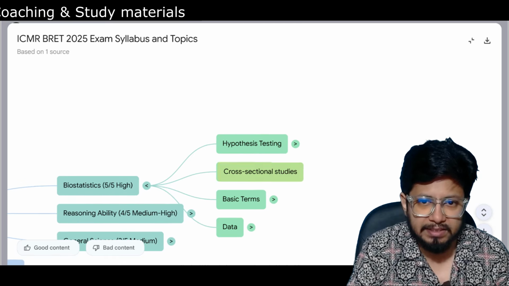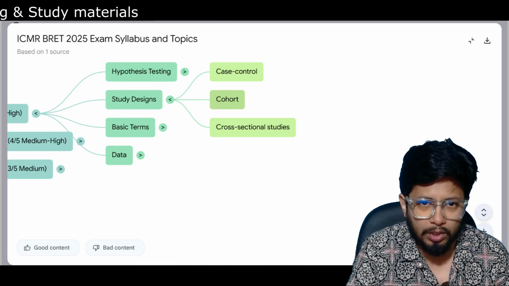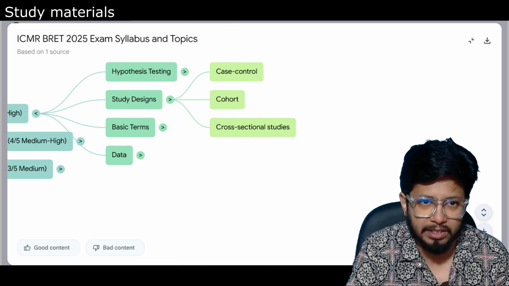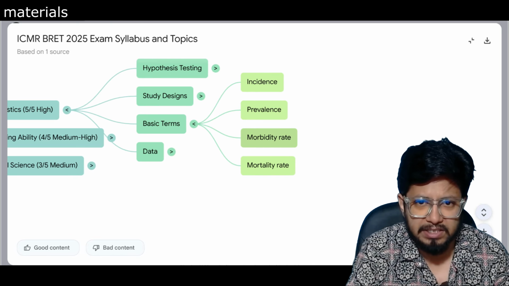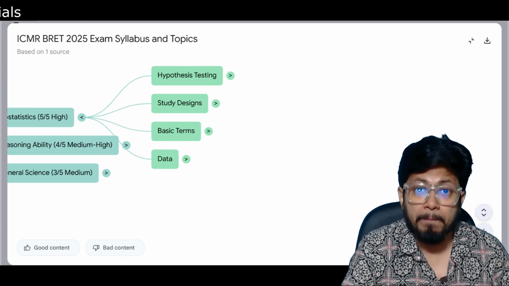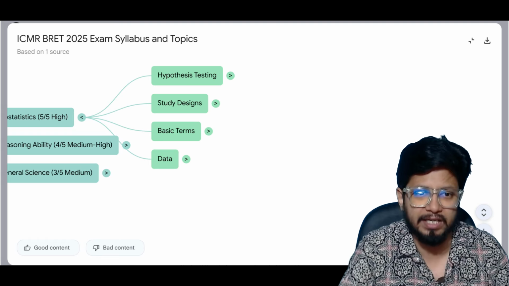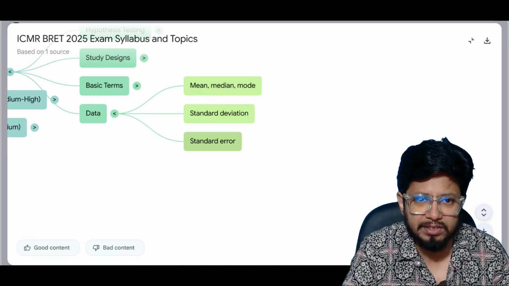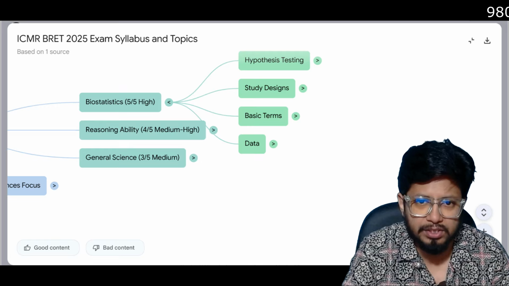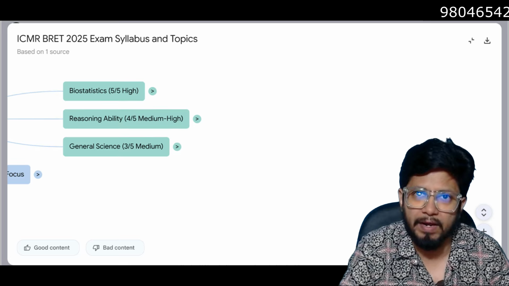Next is the study design, and they can ask questions related to case control, cohort study design and cross-sectional studies. Basic terms of biostatistics like incidence, prevalence, morbidity rate, mortality rate, questions related to that. Biostatistics means statistical approaches linked to biological experimentation. And data set calculations like mean, median, mode, standard deviation, standard error, and their basic definitions you need to know. This is very important, 5 out of 5.